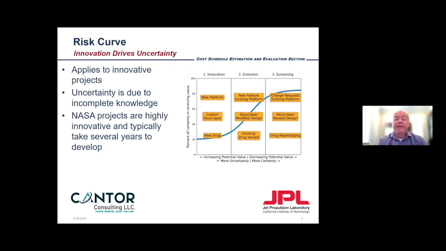These are projects that take years to develop, sometimes decades, as we've seen with the James Webb Space Telescope. We're currently seeing some of that in the planning for Mars Sample Return and other projects. So we're really focused on this innovation. That's where there's a lot of uncertainty, and that's where NASA and DoD to a large extent operate.